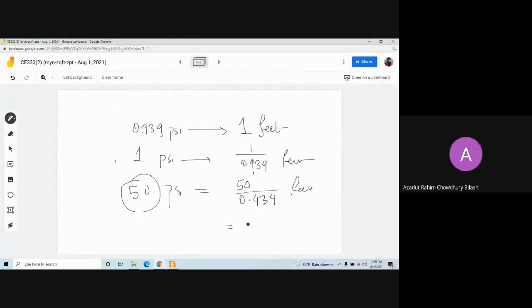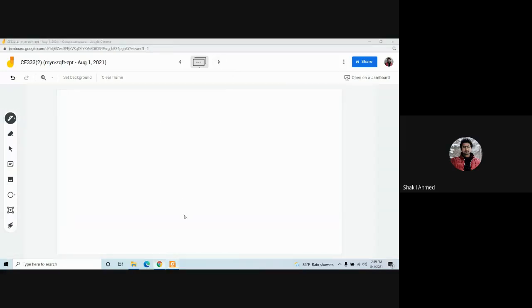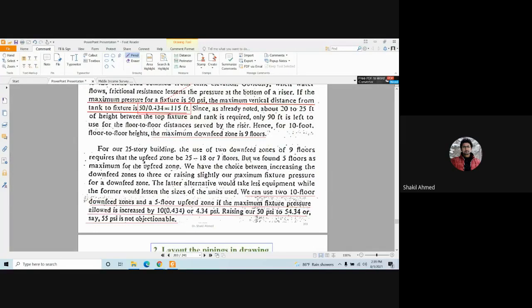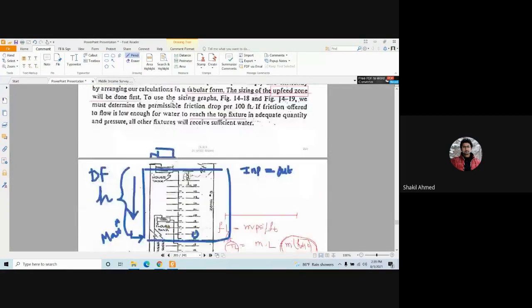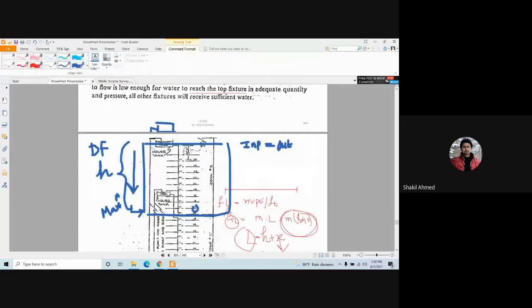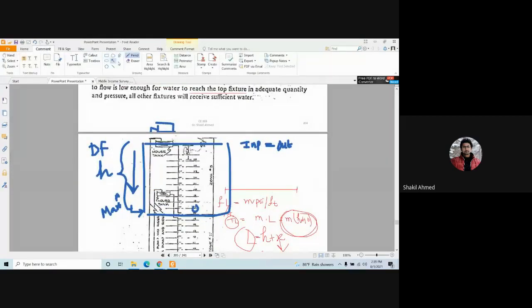Can you please tell me the value? 115. Approximately 115 feet. You can determine this by another technique. As I told you, in the case of the downfeed zone also, input equals output. So here, what is your input?